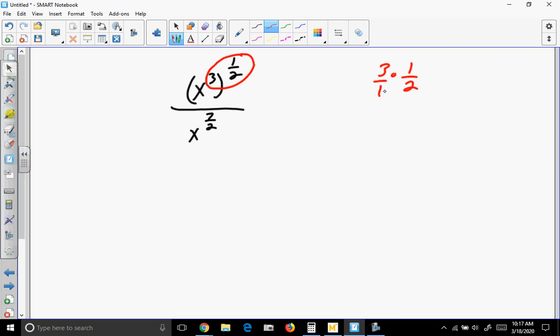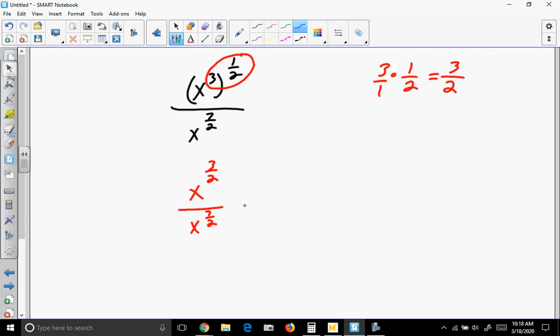Let's make the 3 a fraction by putting it over 1. That reminds us what's being multiplied together. We're doing 3 times 1 on top, and on bottom, the understood 1 times 2. So the numerator simplifies to x to the 3/2. The denominator is x to the 7/2.